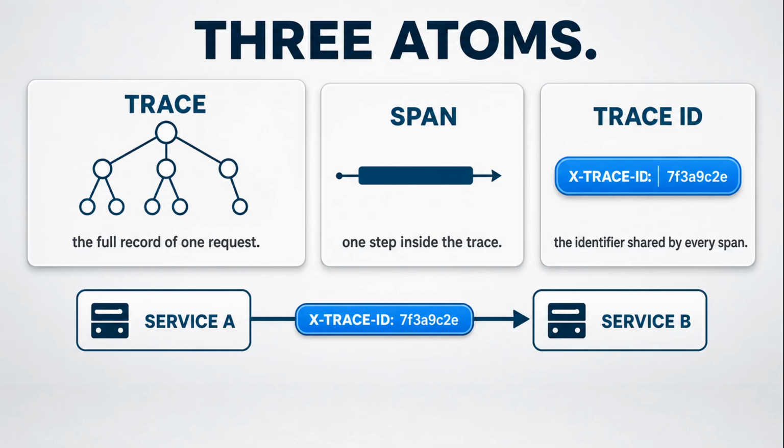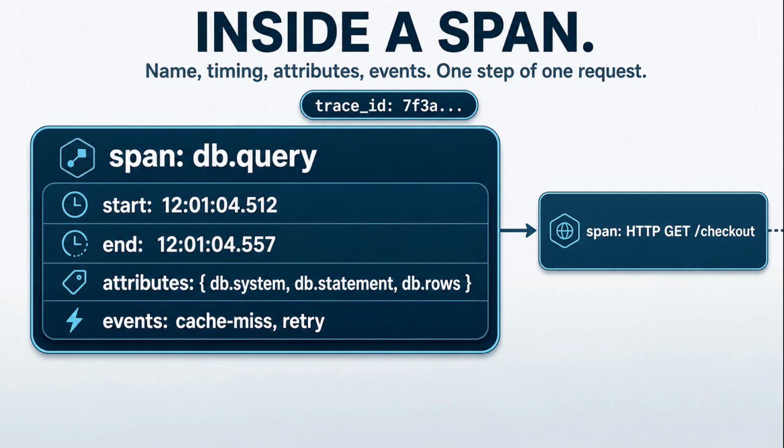And the industry has names for the pieces of that tree. The whole thing, the full record of one request as it moved through your fleet, is called a trace. Each step inside that trace, every function call or database query or outbound request, is called a span. And every span in the same trace shares one identifier. A trace ID. It rides along inside the request itself, gets passed from service to service in an HTTP header, and any service that wants to log or measure something attaches that trace ID to whatever it produces.